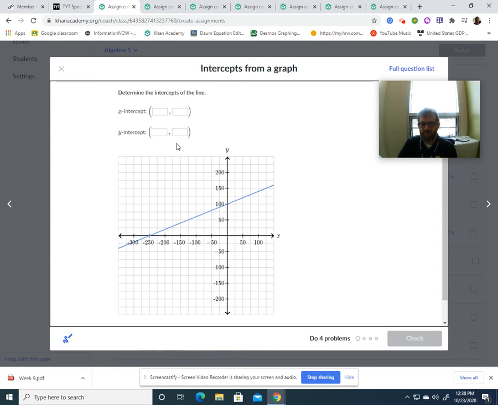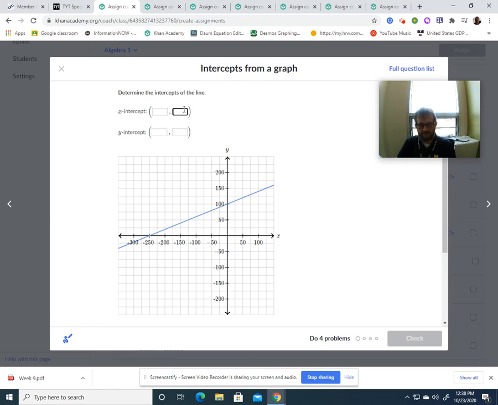Determine the intercepts. The x-intercept is when y is 0. The y-intercept is when x is 0. So here, the x-intercept is clearly at negative 250, and the y-intercept is at 100.